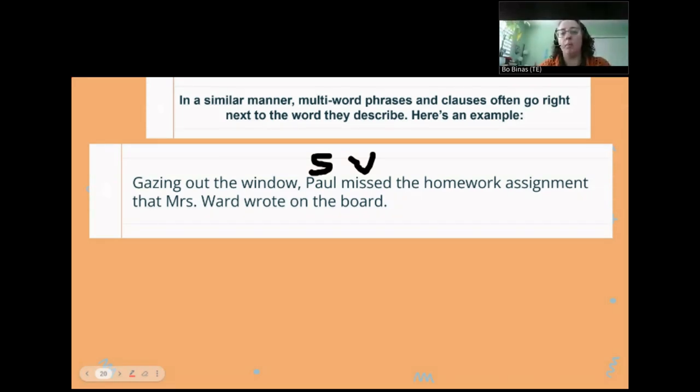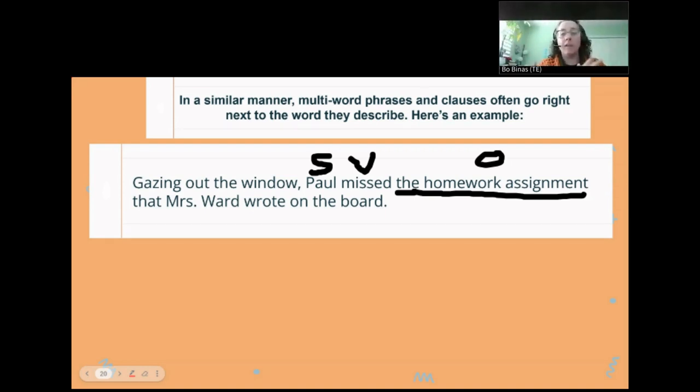So what is it that Paul missed? We need to include all the words, including the articles. Can't forget those articles. So let's write it in the chat box. Yeah, the homework assignment. Okay. The homework assignment, and I'm gonna underline the whole thing, is our object. Subject, verb, object. That could be a complete sentence all by itself.